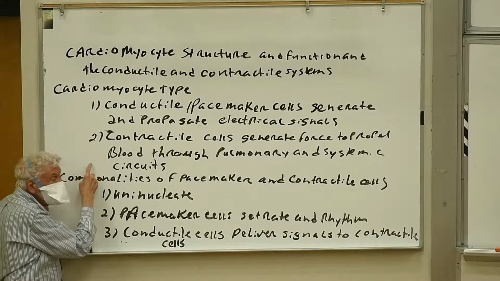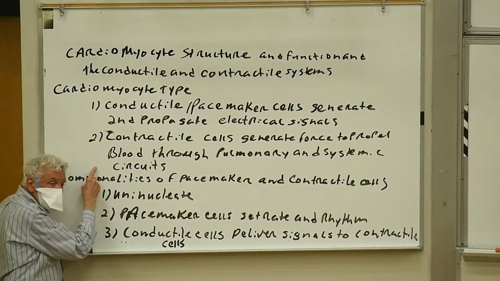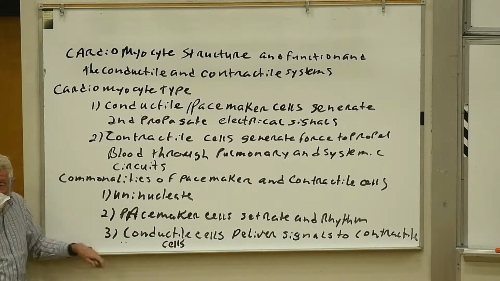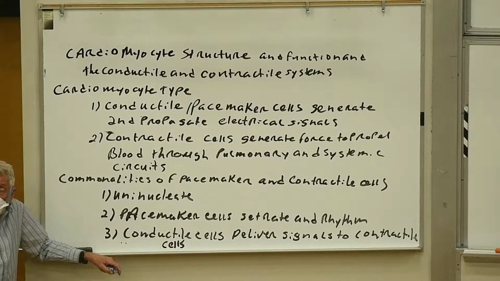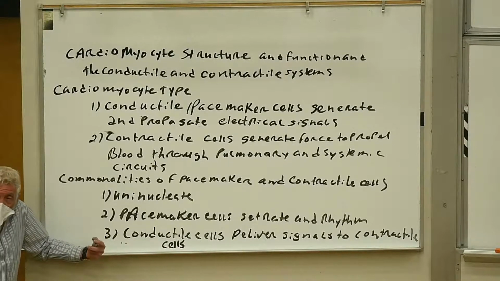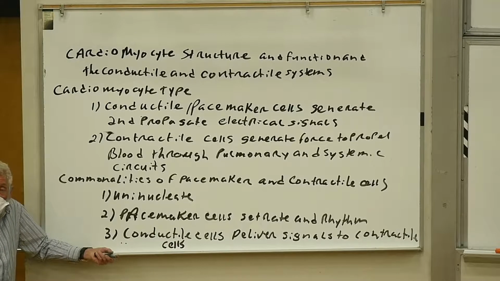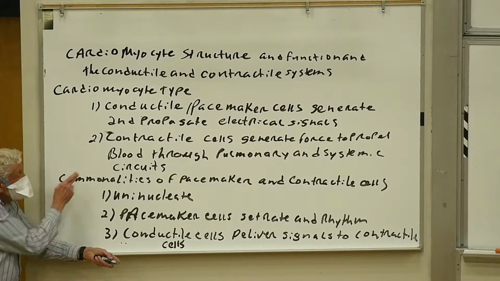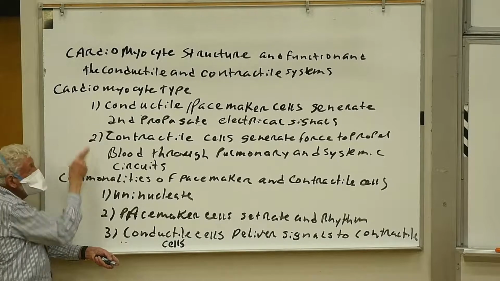The function of the contractile cells is to generate force. These are the ones we've been talking about with the myocardium forming the wall of the heart. These are the ones that are generating the force that will provide the pressure, provide the energy to open the aortic valve on the left side and the pulmonary valve on the right side. They are the cells that are providing the force that propels the blood through the pulmonary circuit and the systemic circuit. So these guys do the work. These guys tell the workers to do the work.